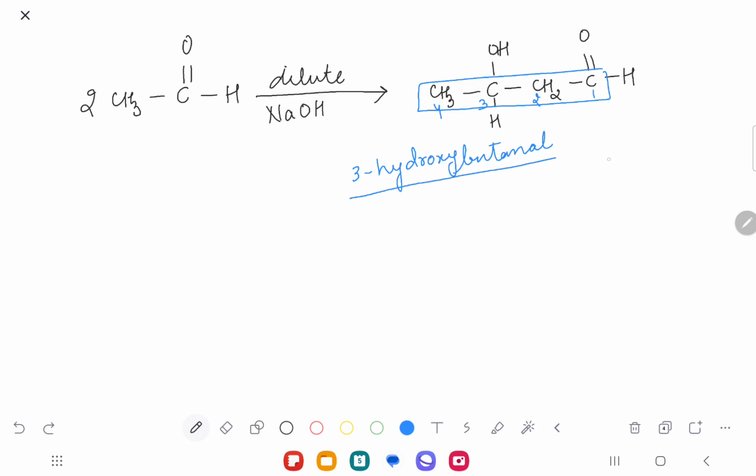So now you understand why it is an aldol condensation. Because the main compound is an aldehyde, but it also has the ol group. Ol group is what? The alcoholic group. Okay, so that is why we have CH3, CHOH, CH2, C double bond O, and the H. That's how we have 3 hydroxy butanal.